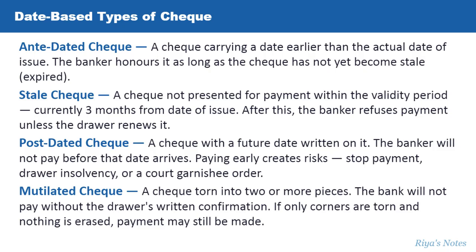Postdated check, a check with a future date written on it. The banker will not pay before that date arrives. Paying early creates risks: stop payment, drawer insolvency, or a court garnishee order. Mutilated check, a check torn into 2 or more pieces. The bank will not pay without the drawer's written confirmation. If only corners are torn and nothing is erased, payment may still be made.